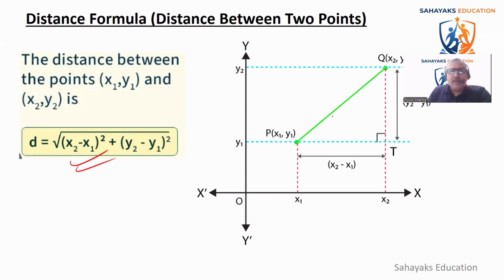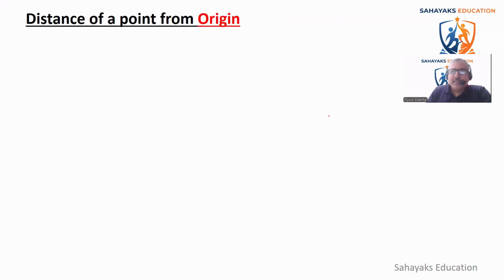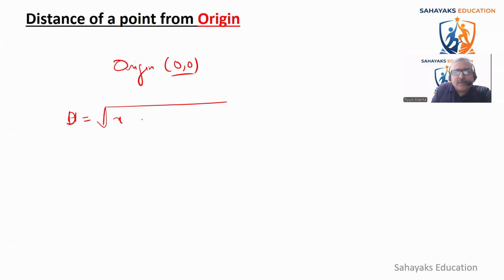Now coming to the distance of a point from the origin. In case I have to find the distance from the origin, it is much simpler. Why? Because we know what the origin is. The origin is the point (0, 0), right? So finding the distance from the origin is easy. Reason being, in the distance formula, d is equal to the square root of (x2 minus x1) whole square plus (y2 minus y1) whole square.